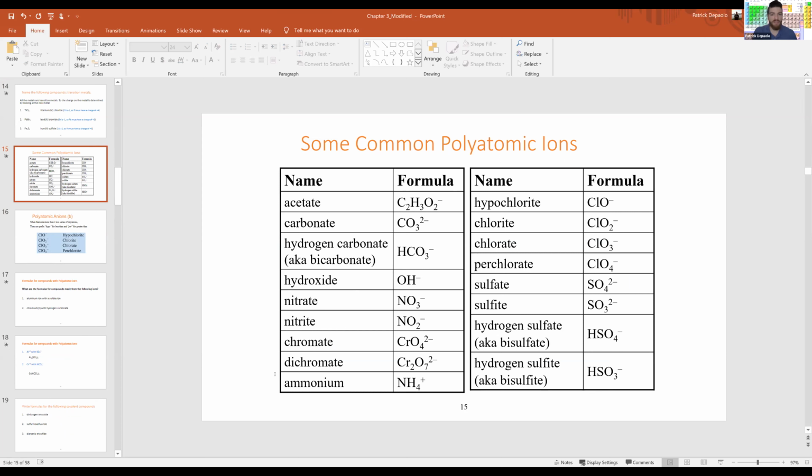Okay, I need to make a better list. So you can see the ones with the ATE, they have whatever the element is, nite means nitrogen, with some amount of oxygens. So nitrate, NO3, carbonate, CO3, perchlorate, chlorate, these are all ClO3, ClO4, sulfate, SO4, things like that. So you can kind of see a little bit of a trend, but it's not too much of a trend, but it can help you memorize things. So we're going to be using these.